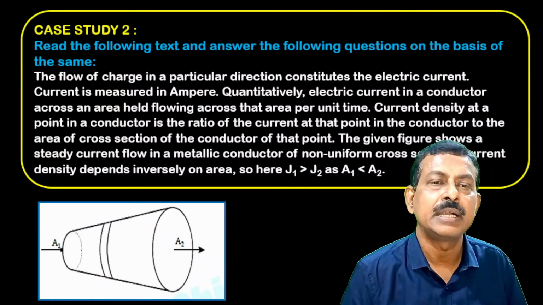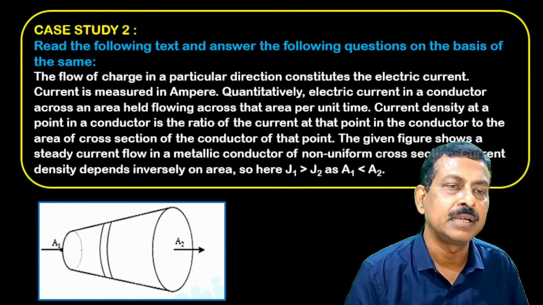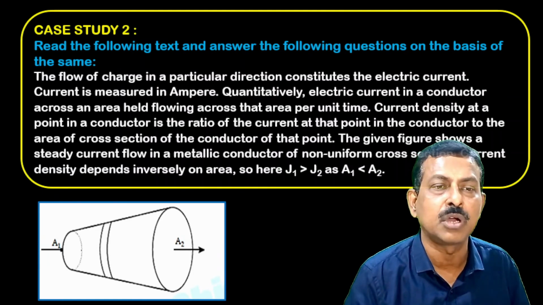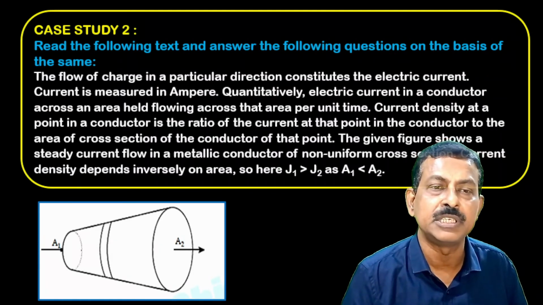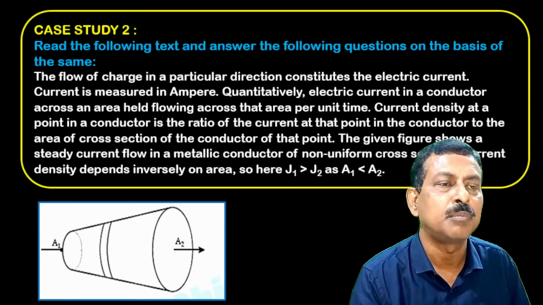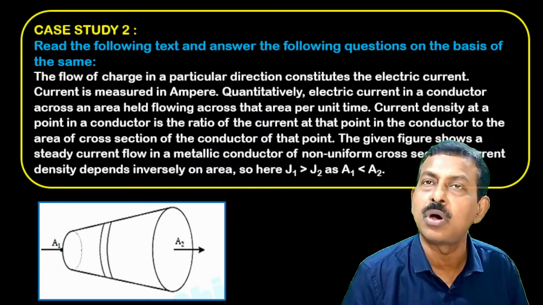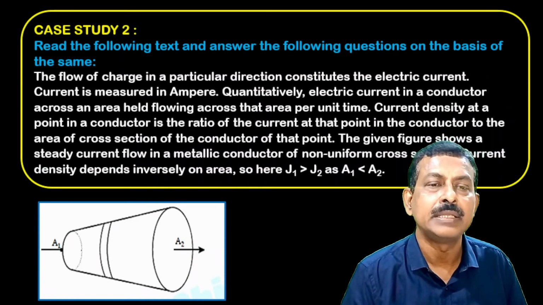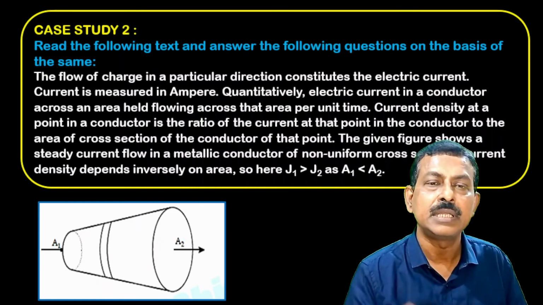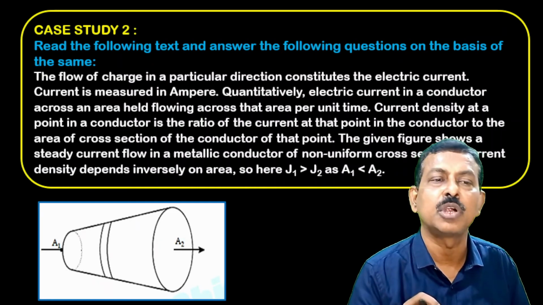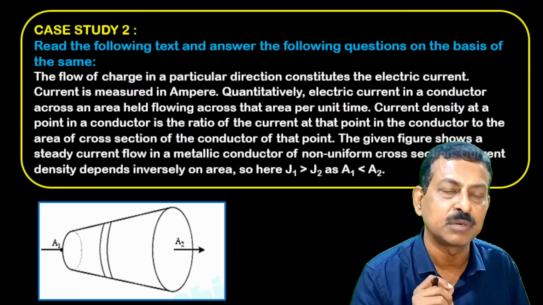Quantitatively, electric current in a conductor across an area is the charge flowing across that area per unit time. Current density at a particular point in a conductor is the ratio of the current at that point in the conductor to the area of cross section of the conductor at that point.